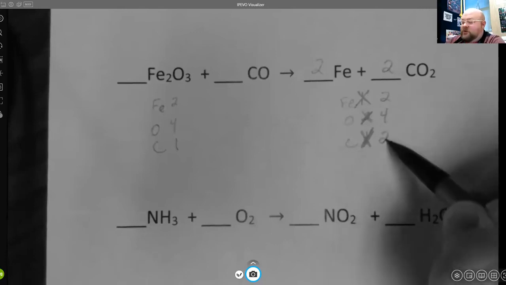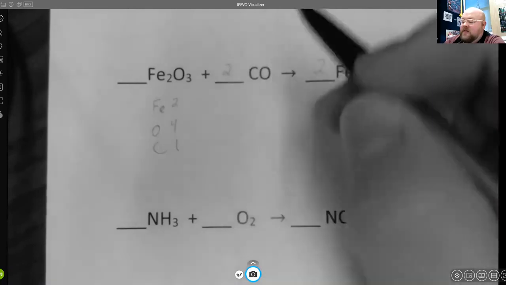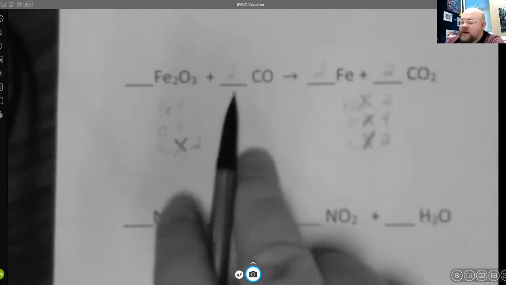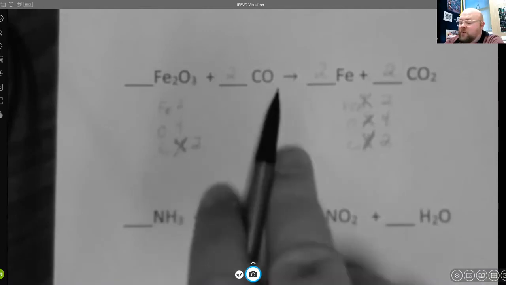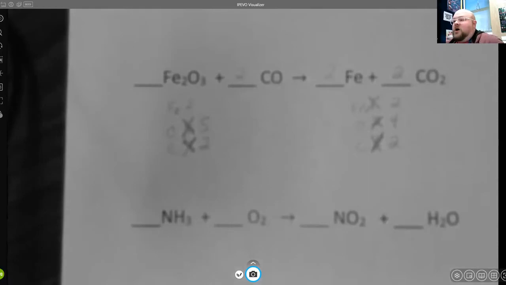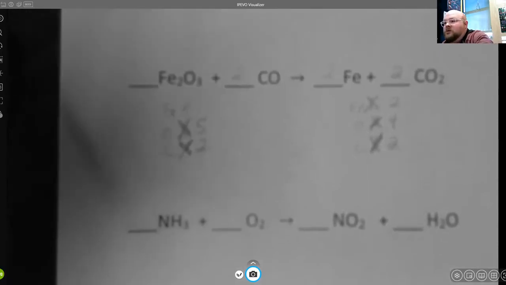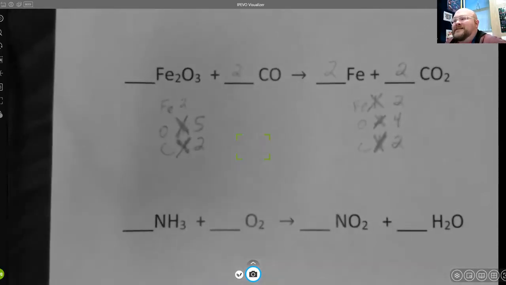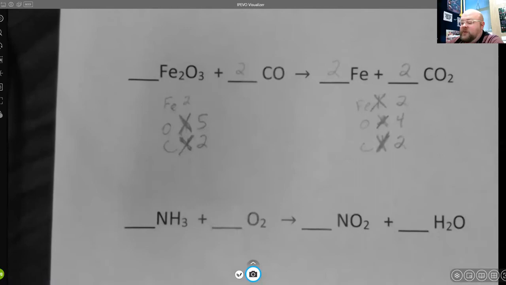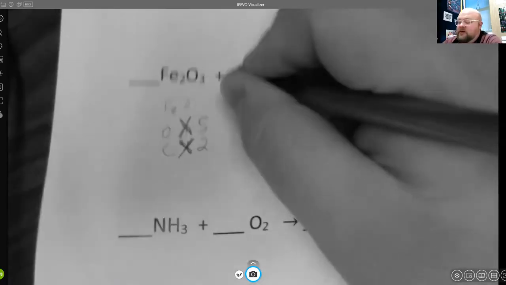So if I have a 2 here, I have to have a 2 here. That changes my carbons into 2. It changes my oxygens into 1, 2, 3, 4, 5. Suddenly I have 5. So, oh no, this messes up things a little bit. What I'm going to do is I have to somehow make this a whole number. So the next number up is what I'm going to change this to. I know this is so weird.